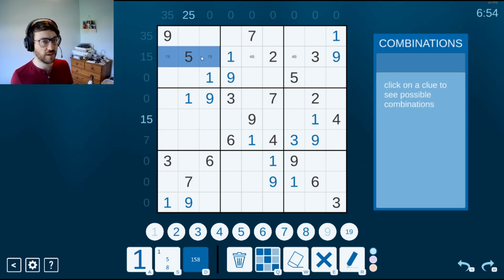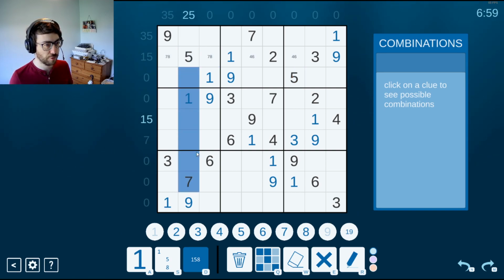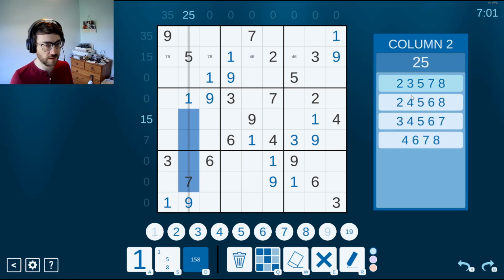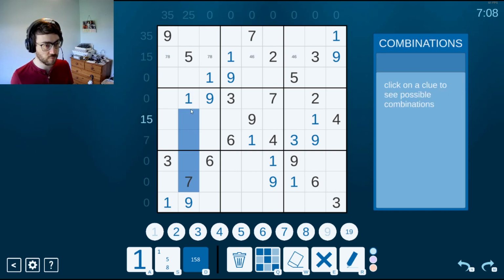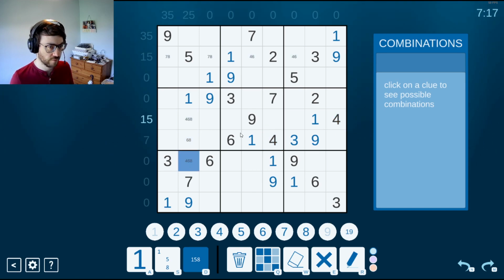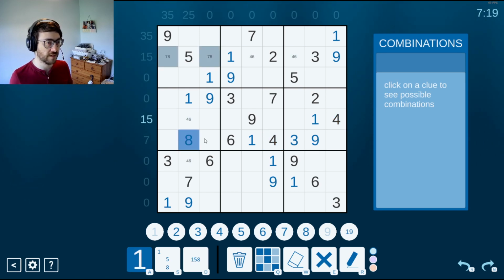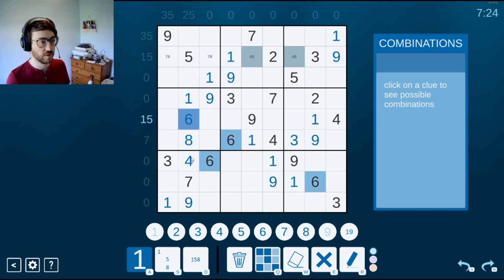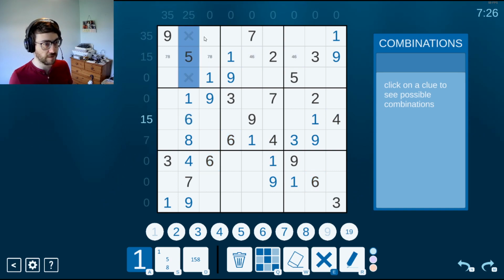What I'm missing from the row is 7 and 8, and then 25 here. So this is off 4 cells, so it must be 4, 6, 7, and 8 in some order. 4, 6, and 8, because we've already got a 7. That one can't be a 4, because there's a 4 in the row. In fact, it can't be an 8. It can't be a 6 either. And that one can't be a 6, because there's a 6 in the box. So that has in fact sorted that right out.